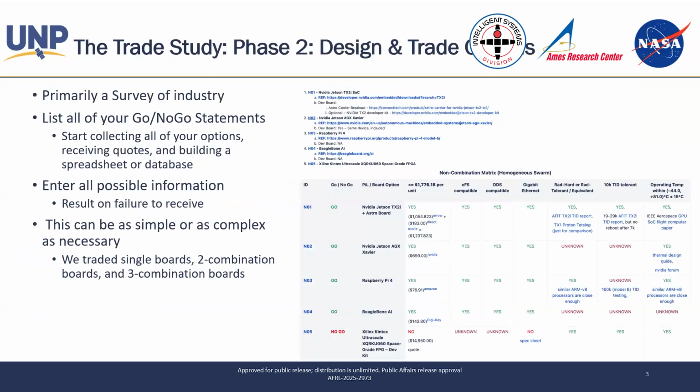This is what it looks like when you go to phase 2. Essentially what you're doing is you're making a bunch of matrices for the rest of this trade space.